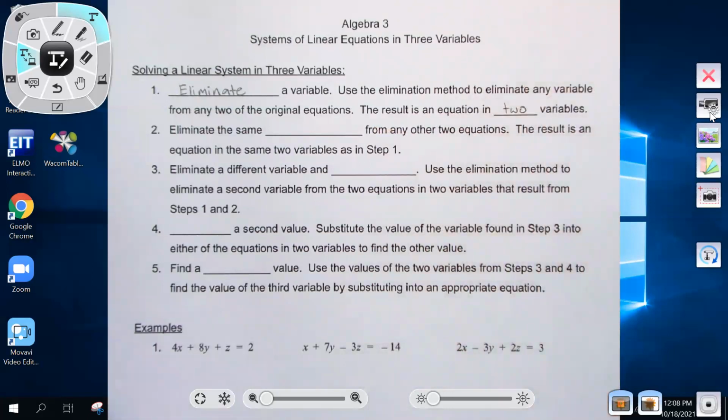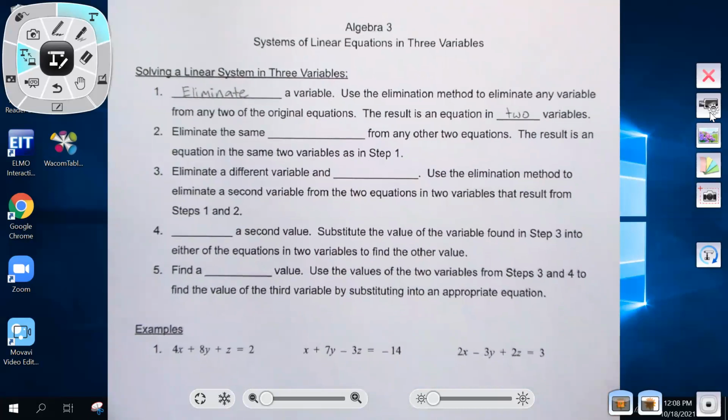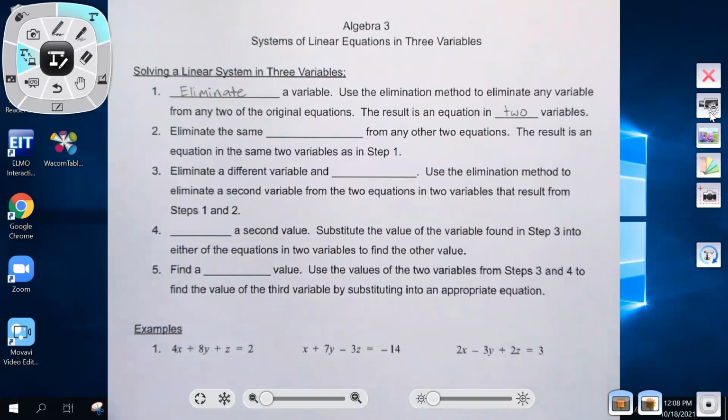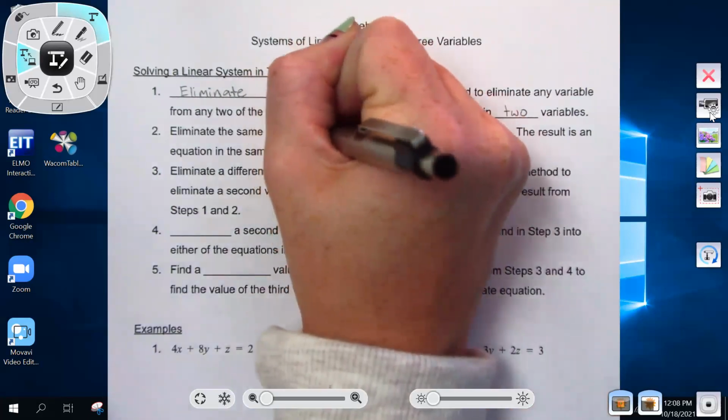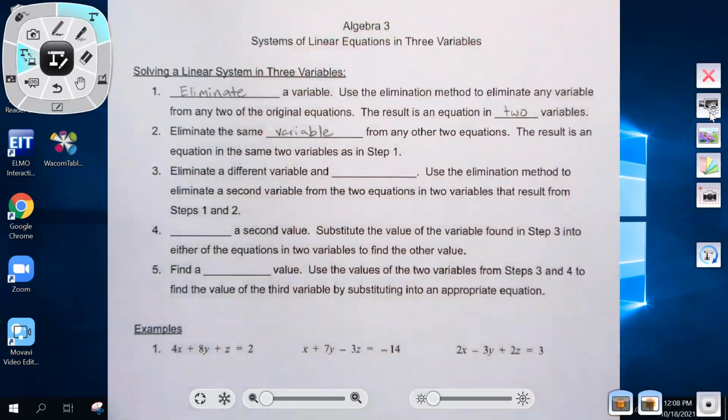Once you eliminate a variable, you'll only have two left because there started with 3, we eliminated 1, then there's 2 left. Then what you have to do is eliminate the same variable from any other two equations. So you're going to choose a different combination of equations to eliminate the same variable again. And then you'll have another equation that only has 2 variables.